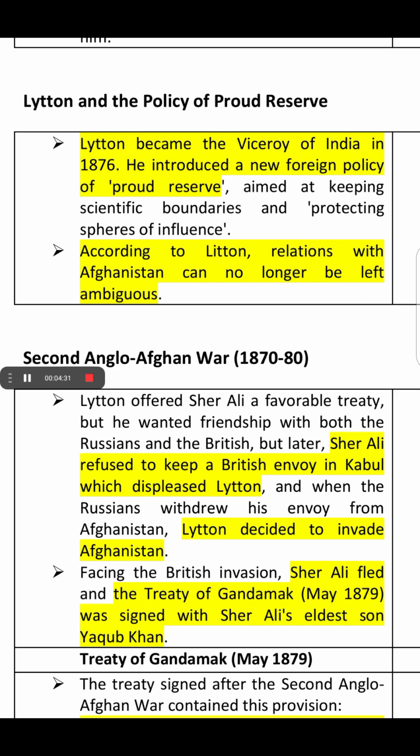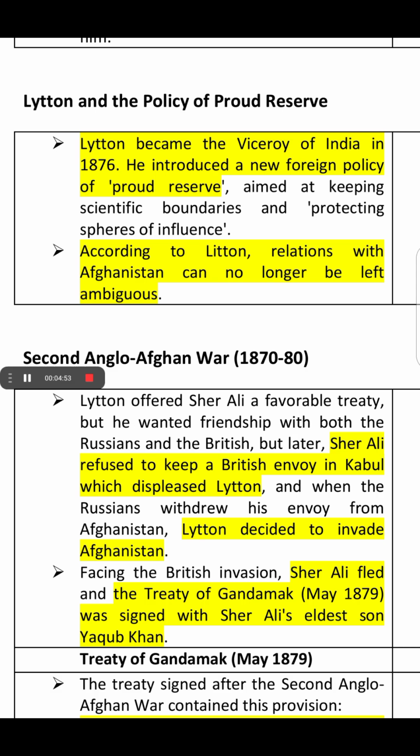The next is Lytton and the policy of proud reserve. So understand, who was Lord Lytton? He was the Viceroy of India from 1876. And what did he want to do? He wanted to keep India safe from enemies like Russia. So he came up with a plan of proud reserve.